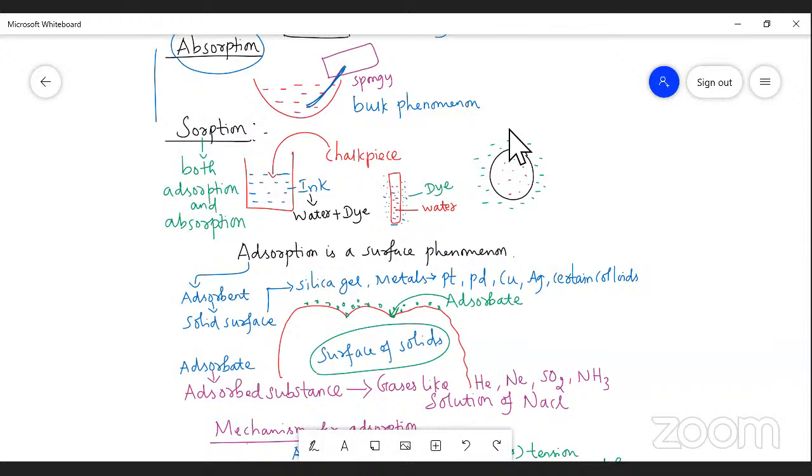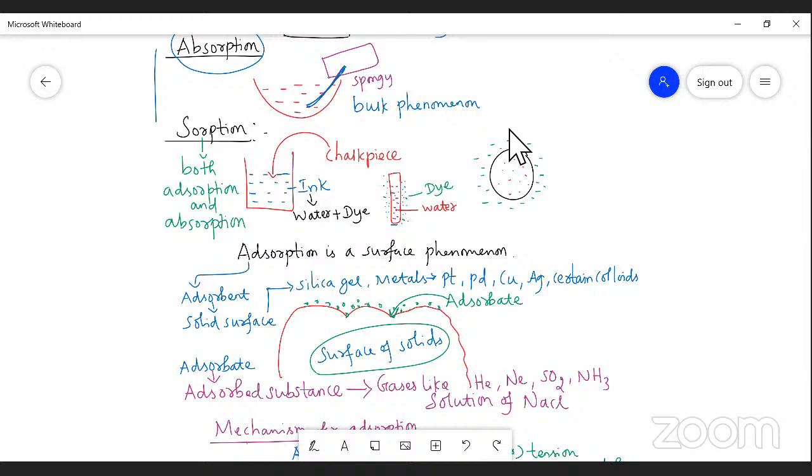If you take chalk and dip it into the ink solution, you know that ink contains water and dye. The water will be absorbed and the dye will be adsorbed. So both phenomena, absorption and adsorption, are taking place. So this is an example of sorption.